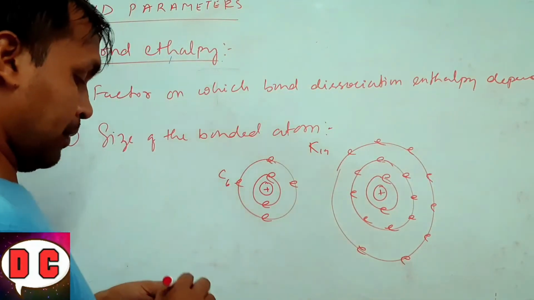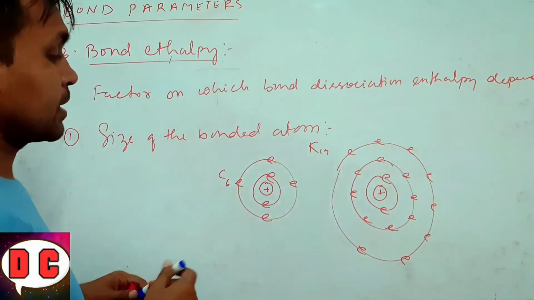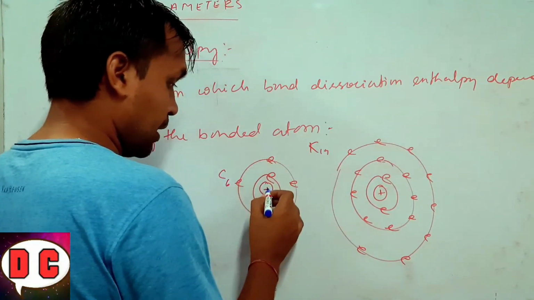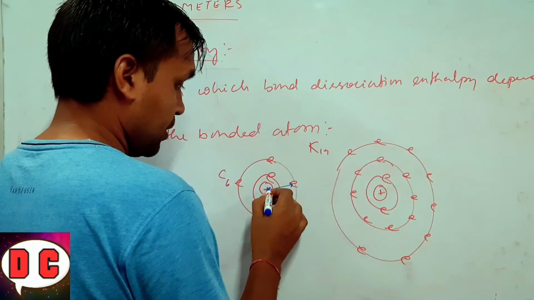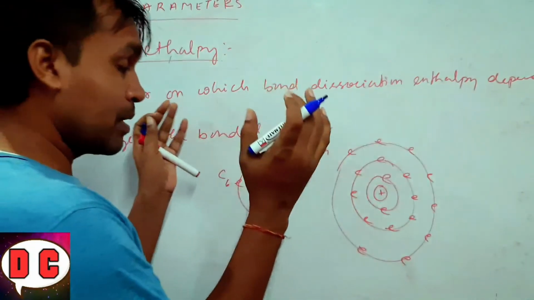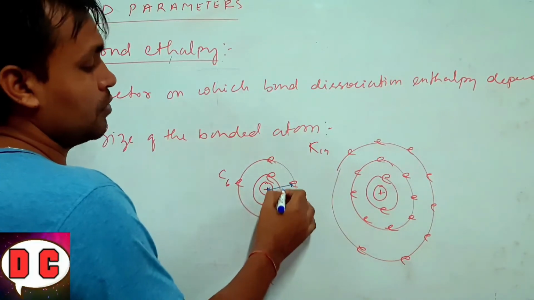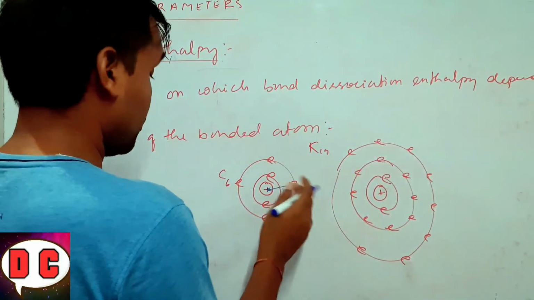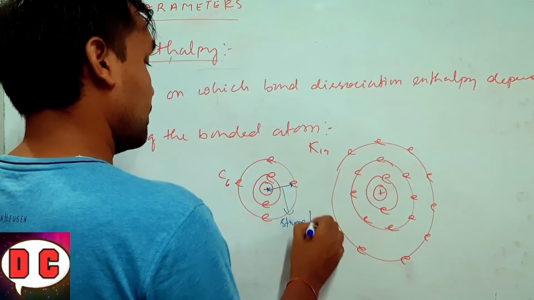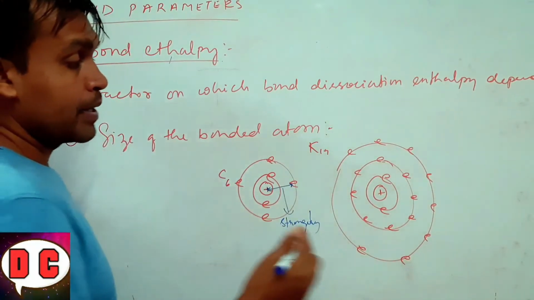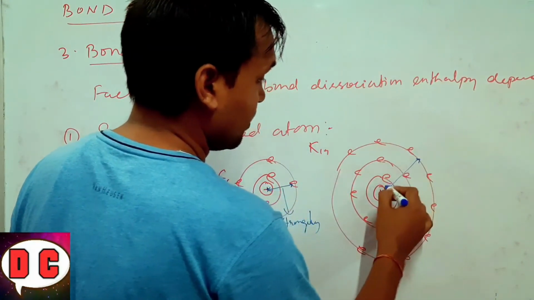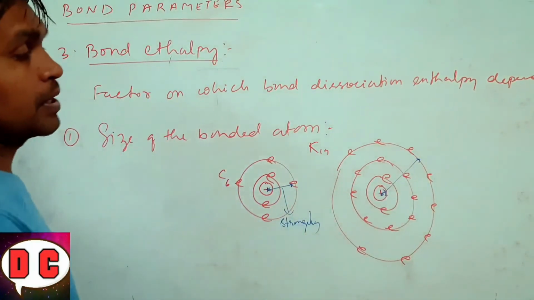Now what will happen? In the case of carbon, the distance of the nucleus from the outermost electrons is very less. So the electrons will be attracted strongly towards the nucleus. But here, you see the distance between the nucleus and the outermost shell is bigger.